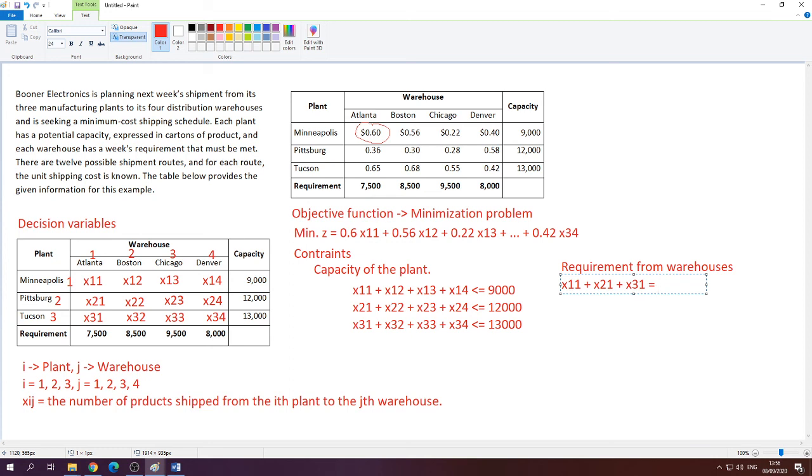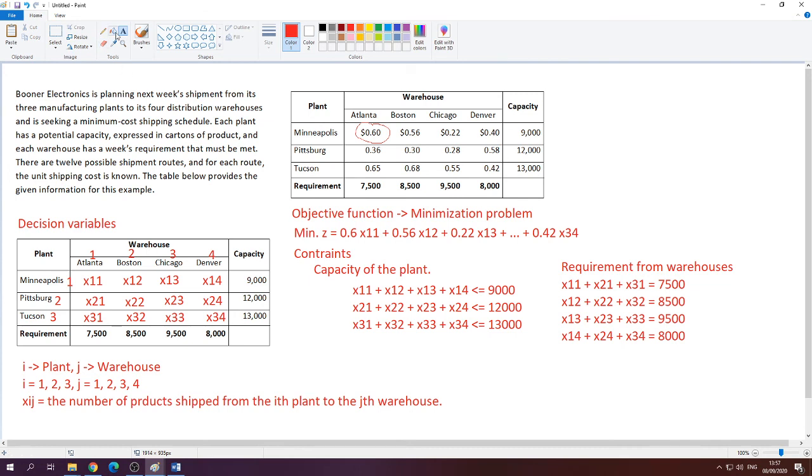so that is why the sign should be equal to 7,500. That's for Atlanta. Now for Boston, X12 plus X22 plus X32 must be equal to 8,500. And then for Chicago, X13 plus X23 plus X33 equal to 9,500. And then the last one for Denver, we're going to have X14 plus X24 plus X34 equal to 8,000.